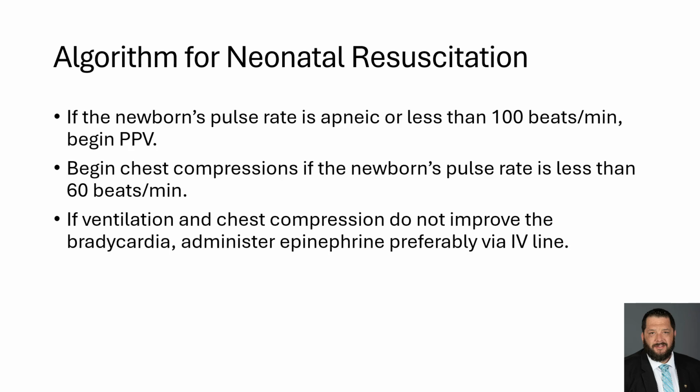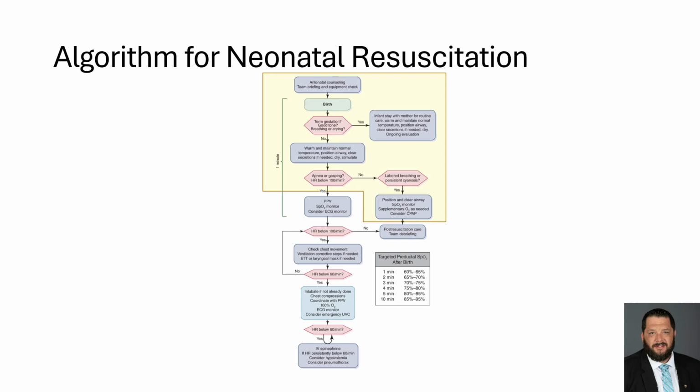As far as the algorithm goes, if a newborn's pulse rate is less than 100 beats a minute or the patient is apneic, we're going to begin positive pressure ventilation. I think probably the best way to do this is look at the algorithm here so you can kind of see. Starting with birth, is term gestation. Look at the APGAR scoring. Does the baby have good tone? Is the baby breathing and crying? If so, yes, we're going to exit the algorithm and move on with normal newborn neonatal care.